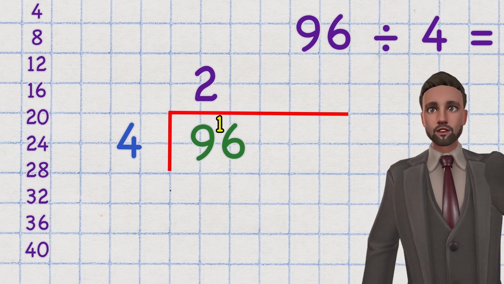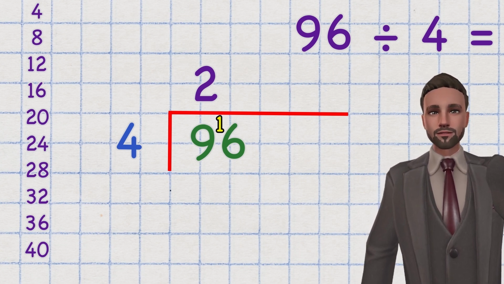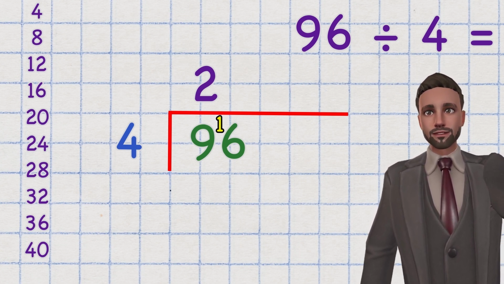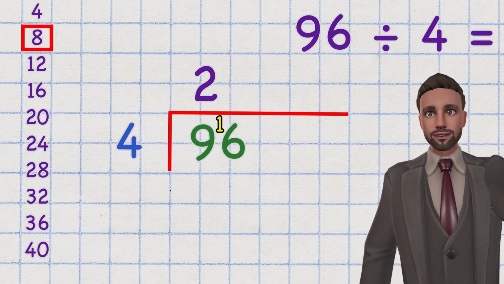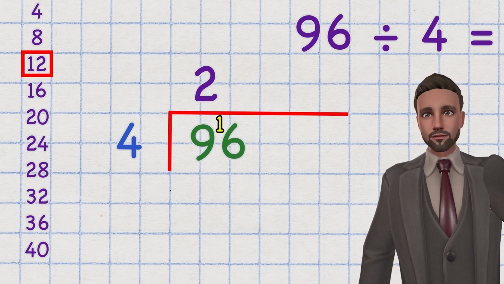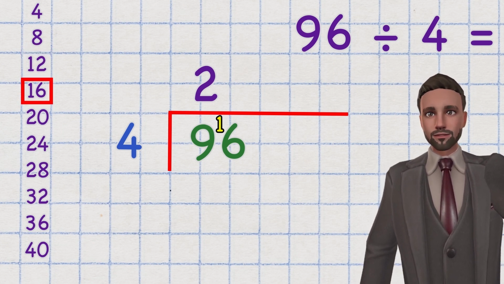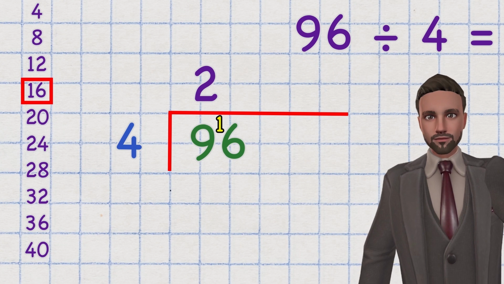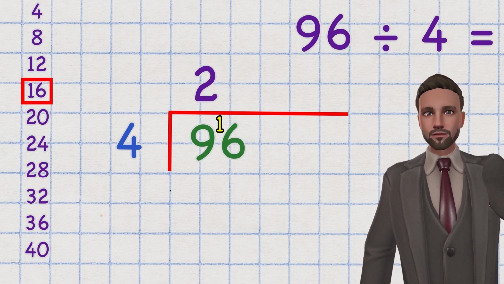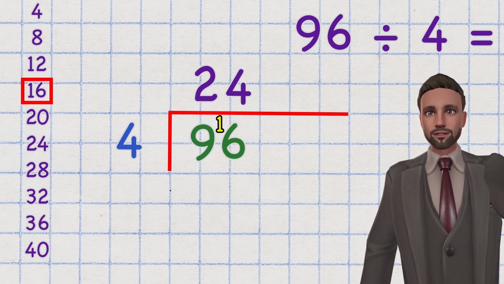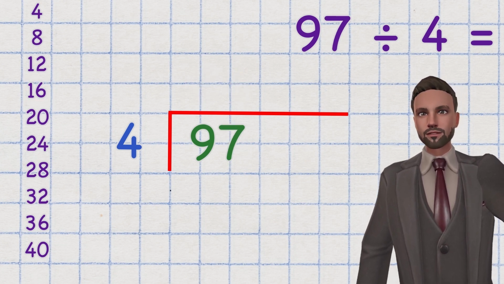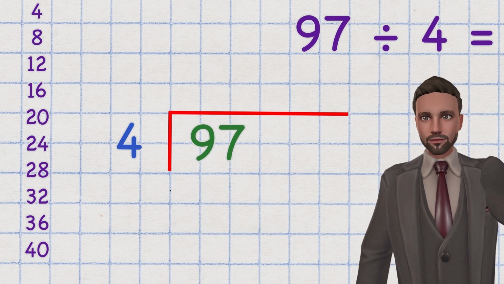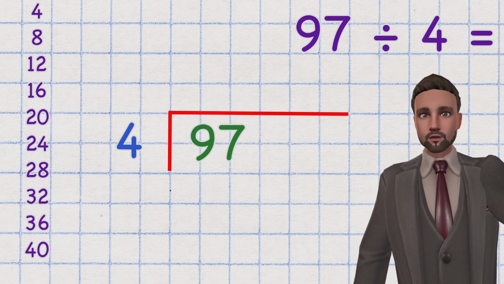16 divided by 4. Let's count down the 4 times table until we find 16. 4 times 1 is 4. 4 times 2 is 8. 4 times 3 is 12. 4 times 4 is 16. I know I can make 4 groups of 4 with 16. So 4 goes above the line, giving me an answer of 24. But what happens if I was to divide 97 by 4? Well, it would be the exact same until the end part.